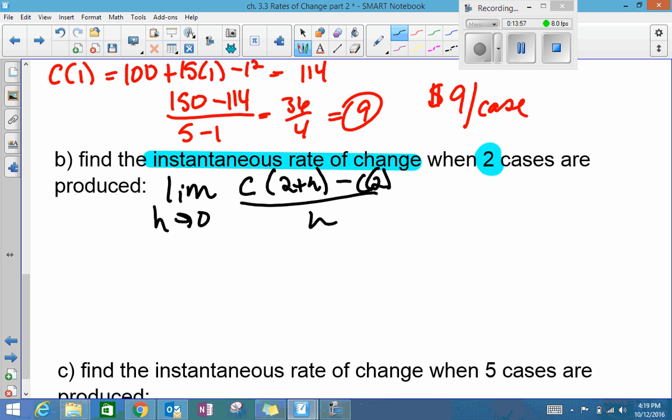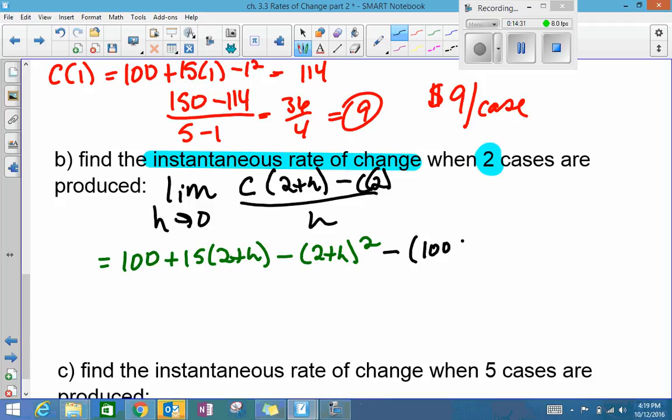So now when we want to write c of 2 plus h, it's going to be 100 plus 15 times 2 plus h, because again, we're just inserting 2 plus h everywhere we see an x, minus 2 plus h squared, and then minus, let's change colors here, c of 2, which would be 100 plus 15 times 2 minus 2 squared.